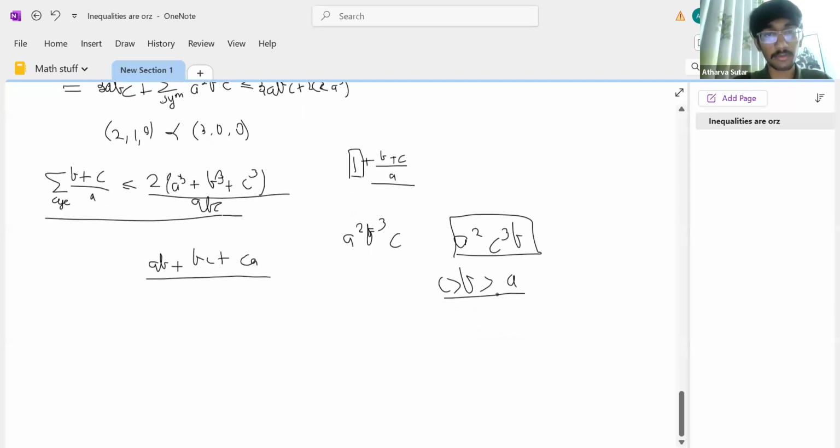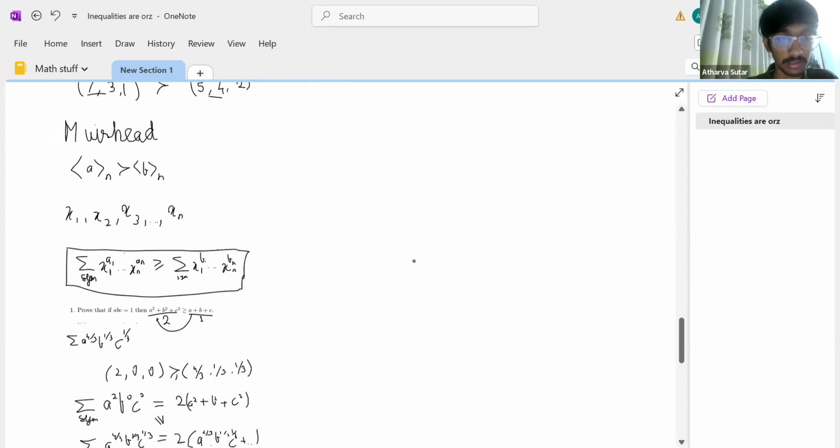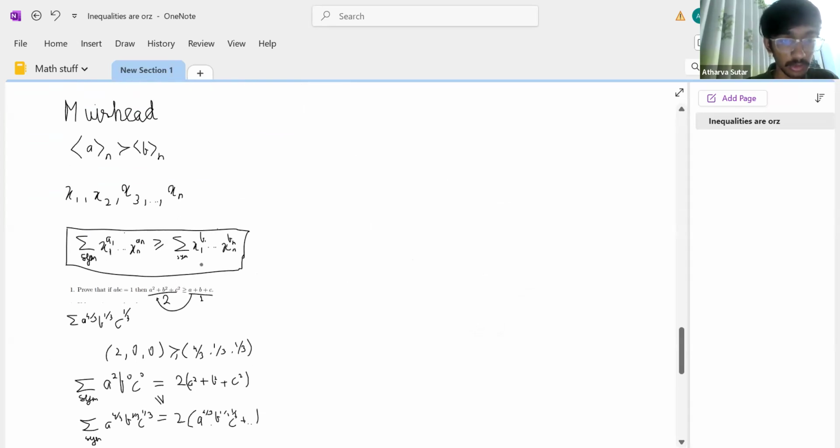Okay, and also I have to mention the equality case for Muirhead's. Basically, the equality case is that all x_i are equal, or the other equality case is that the sequence a_n is equal to the sequence b_n. Those are obvious if you look at the inequality. Those are the only two cases that work.